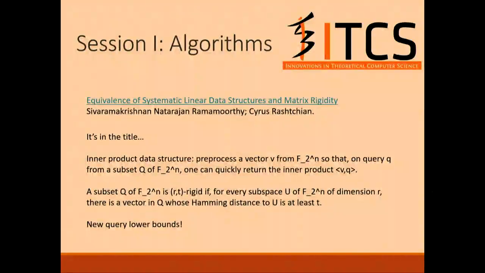The next result is by Ramamoorthy and Rashtchian, and it's in the title, so you can read the title. They show an equivalence between certain data structures and the matrix rigidity problem. They'll tell you about that. One of the nice things about their result is that it's a connection, and people always get excited by connections, and I think it's justifiably so. But they get something out of it. They actually get some new query lower bounds for certain data structures based on importing matrix rigidity results.